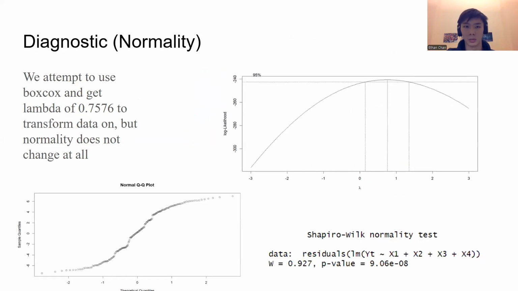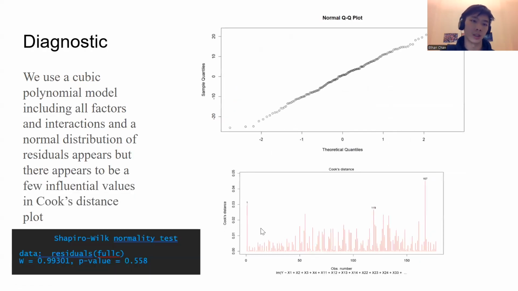So we'll do the transformation first, and we'll attempt to use Box-Cox, which gets a lambda of 0.7576 at the top of this curve. However, using this transformation of y to the lambda, we get a QQ plot that's not normal either. So we'll have to resort to the cubic polynomial model, which will result in a normal distribution.